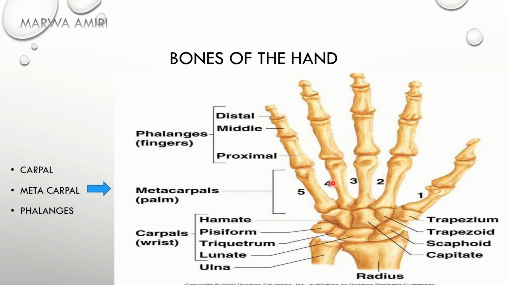The metacarpal bones are the palm bones, and they are 5, and the phalanges or fingers are also 5, and each has 3 parts: the proximal, the middle, and the distal.